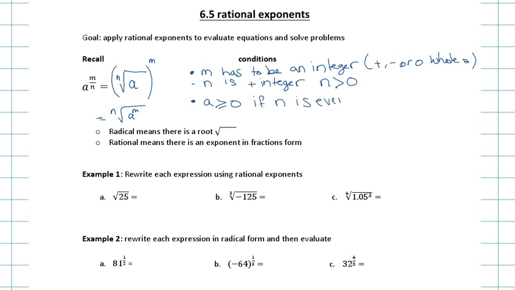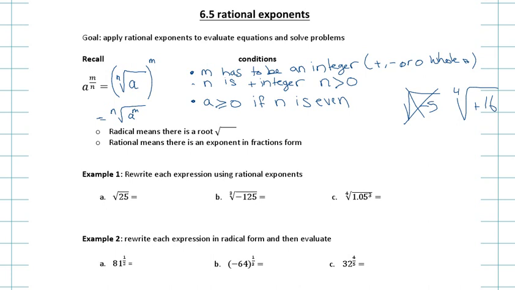And the reason for that is, can you take the square root of negative 5? I can't take the square root of a negative number, right? Can you take the fourth root of negative 16, sorry? No. I can't take an even root of a negative number. It will give you an invalid answer. So that's why a has to be positive if n is even.